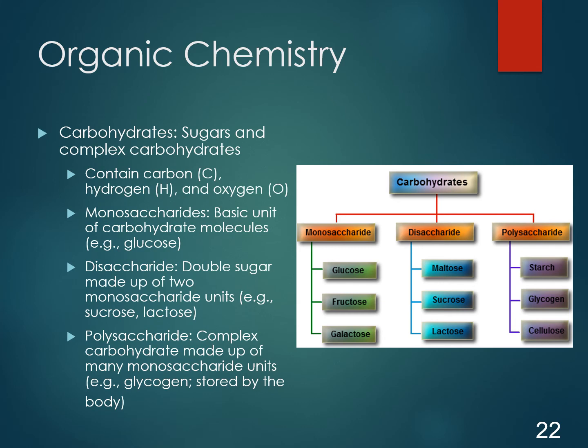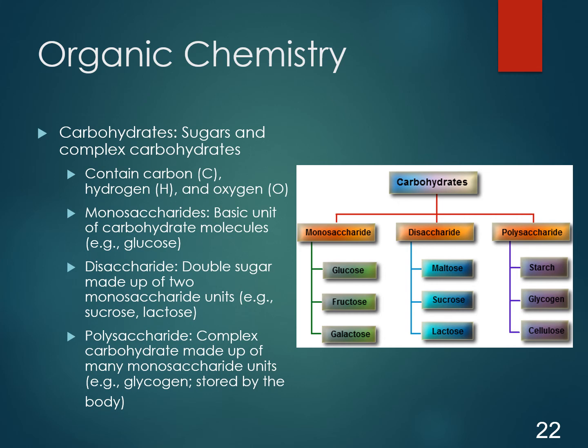Disaccharides, again, I mentioned earlier, are two monosaccharide units that have been joined together by, do you remember what process? Dehydration synthesis. Right, very good. So disaccharides are maltose, sucrose, and lactose. So milk sugar, table sugar.